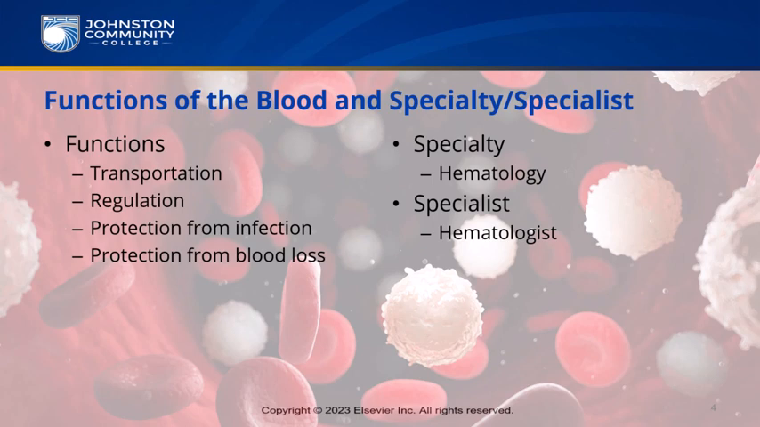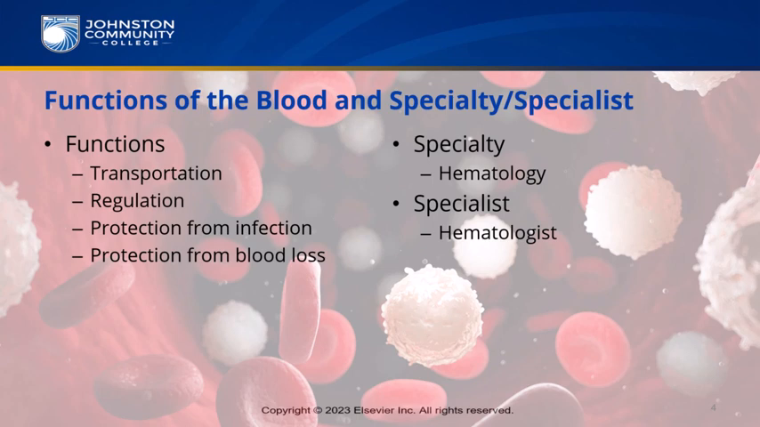The blood, lymphatic, and immune systems are three integrated systems that help the body maintain homeostasis, which is a steady state. The functions of the blood are to provide transportation of gases, like oxygen and carbon dioxide, as well as hormones, nutrients, salts, and cells that defend the body, to regulate the body's fluids and electrolyte balance, acid-base balance, and body temperature. Also to protect the body from infection and to protect the body from loss of blood through the action of clotting. Then we have the specialty, which is hematology.